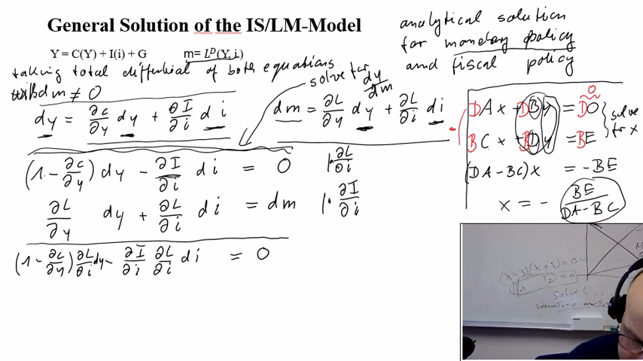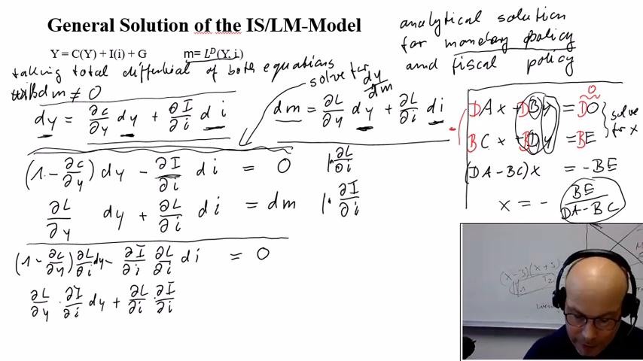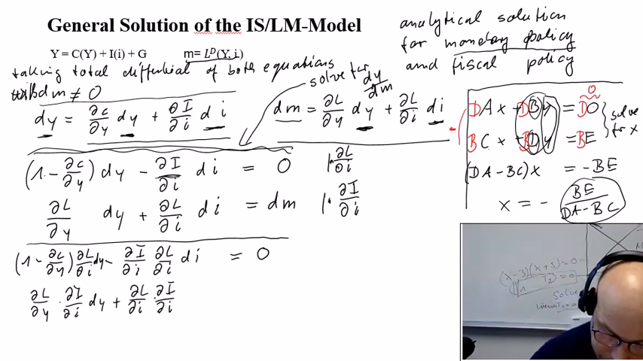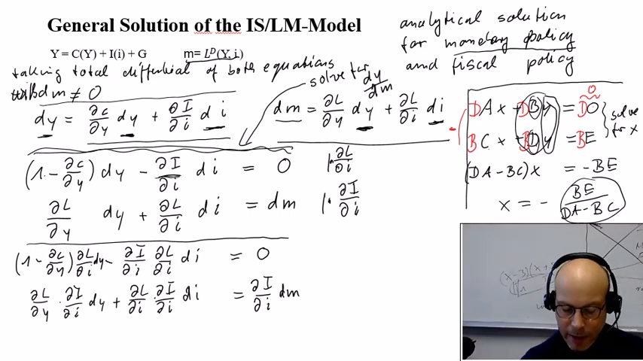equals still 0, because 0 times any number is still 0, and the other one is dL dY times dI dI dY plus dL dI times dI over I. dI is now dI over I times dM.